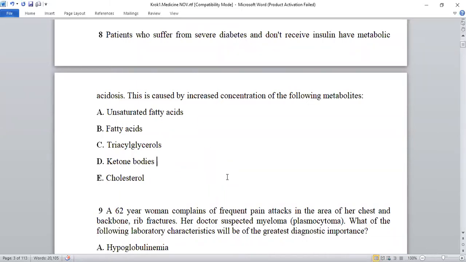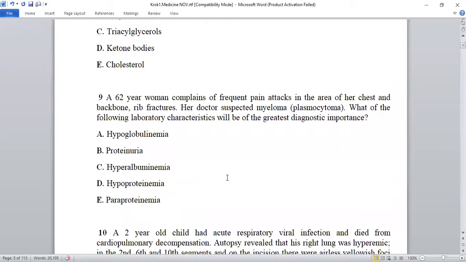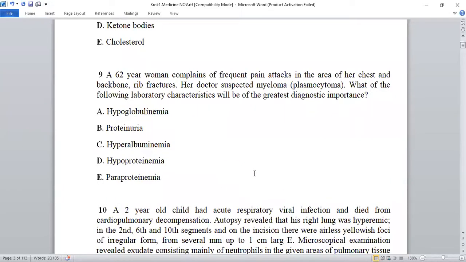So, Monica, can you please read question number 9 for us? A 62-year-old woman complains of frequent pain attacks in the area of her chest and backbone, rib fractures. Her doctor suspected myeloma, that is called a plasmacytoma. Which of the following laboratory characteristics will be of the greater diagnostic importance? Okay, so ideally in the bone marrow, it is the small bone, the flat bones that usually produce.